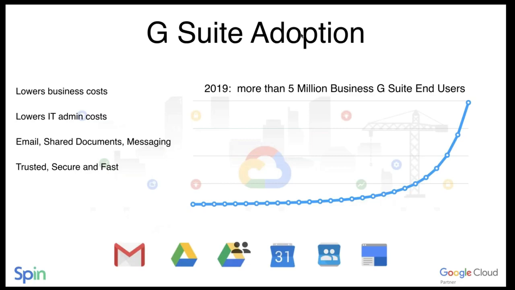First of all, let's talk about G Suite for just a second. I know everybody here is interested in the G Suite ransomware topic. Let's just point out that at the end of 2018, there were more than 5 million end business G Suite users. Why are people using it?